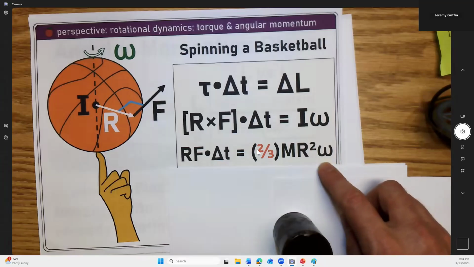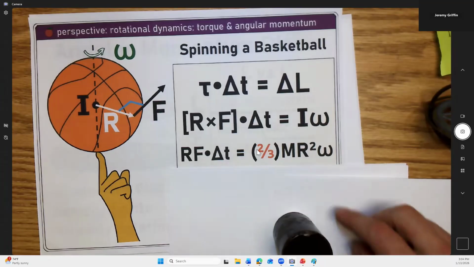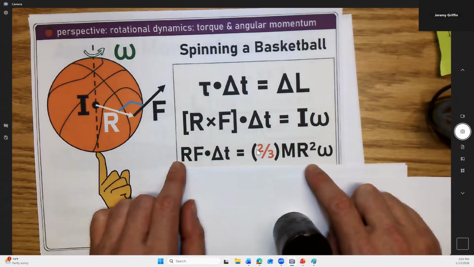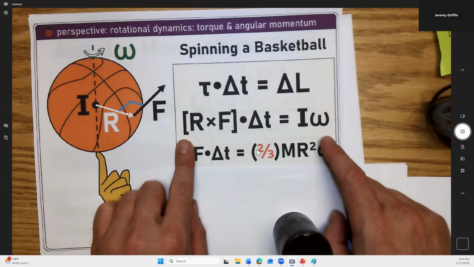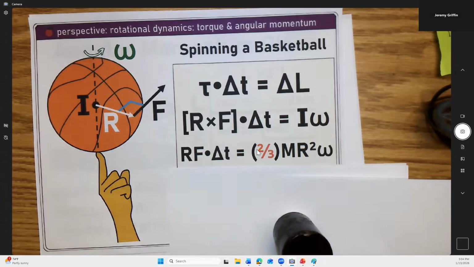Okay? So all we need to do to get how fast the basketball is going to spin is a little bit of algebra. Okay? Can you guys see some algebra? Which variable partially cancels out? Yeah, R. So R on the left side, and this R squared just becomes R to the 1. So still gonna get an R in the equation.